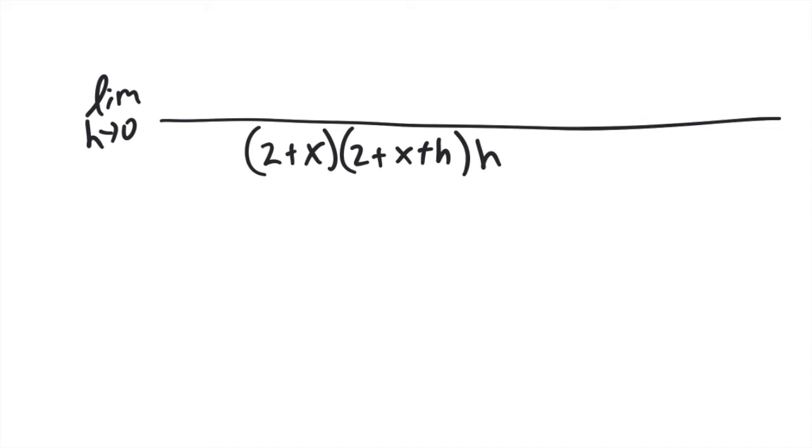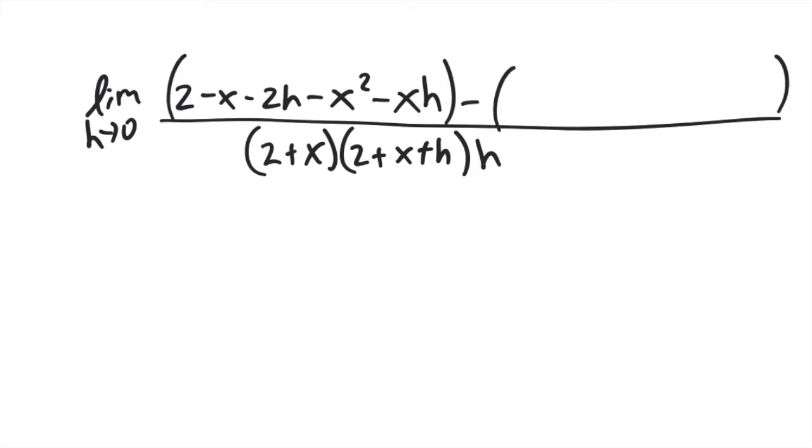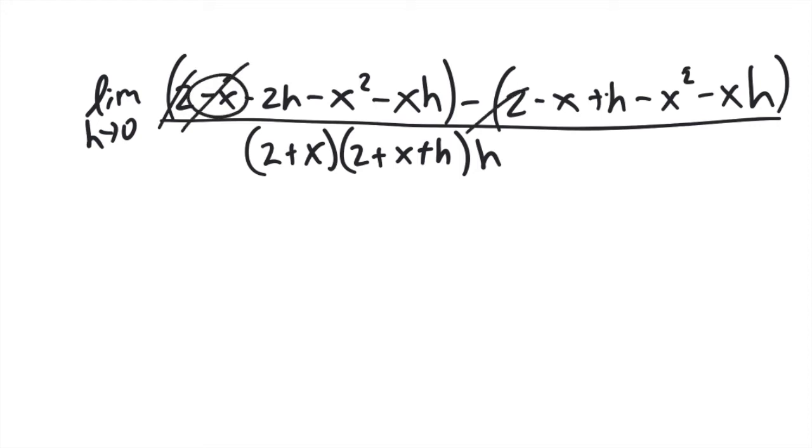It should look like 2 minus x minus 2h minus x squared minus xh. I'll go ahead and put that all in parentheses, and then minus the second parentheses is what we had from the second multiplication. So 2 minus x plus h minus x squared minus xh. The nice thing about this now is you're going to have a 2 here and a minus 2 there. You're going to have a minus x here and a minus x, so that's like a plus x.